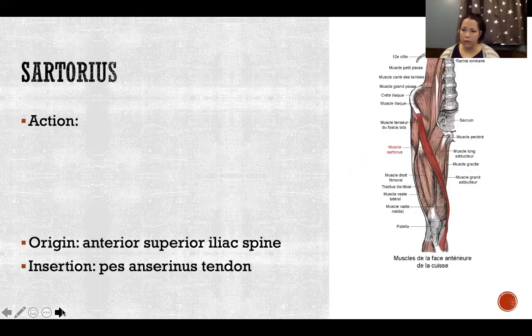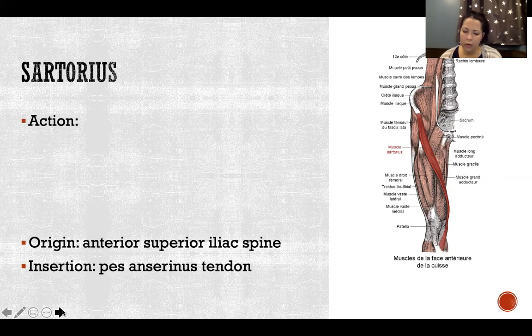Okay, Sartorius, this is the third muscle of our crow's foot, of our pes anserinus tendon. It's going from the anterior superior iliac spine, that's the prominent bump that you can feel in the front of your hip, and then going down and across to the medial side of the knee. Again, it's going to the pes anserinus tendon, so it's going to the medial side of the tibia. And so it forms that anterior toe of our crow's foot.